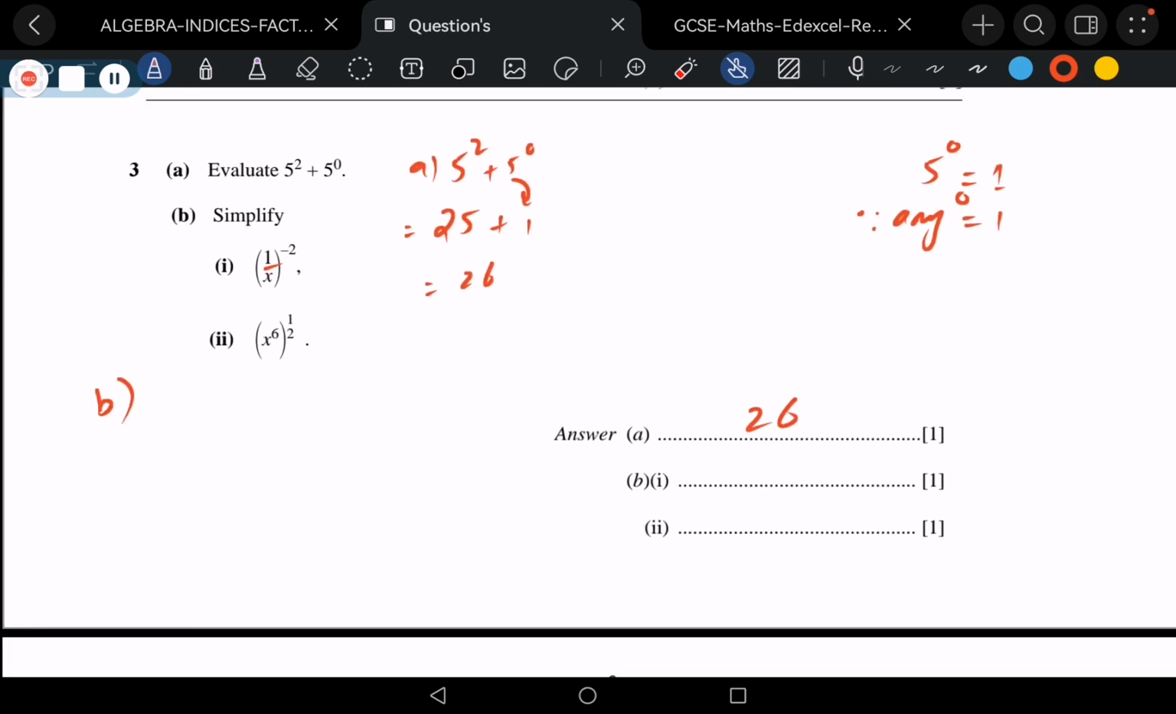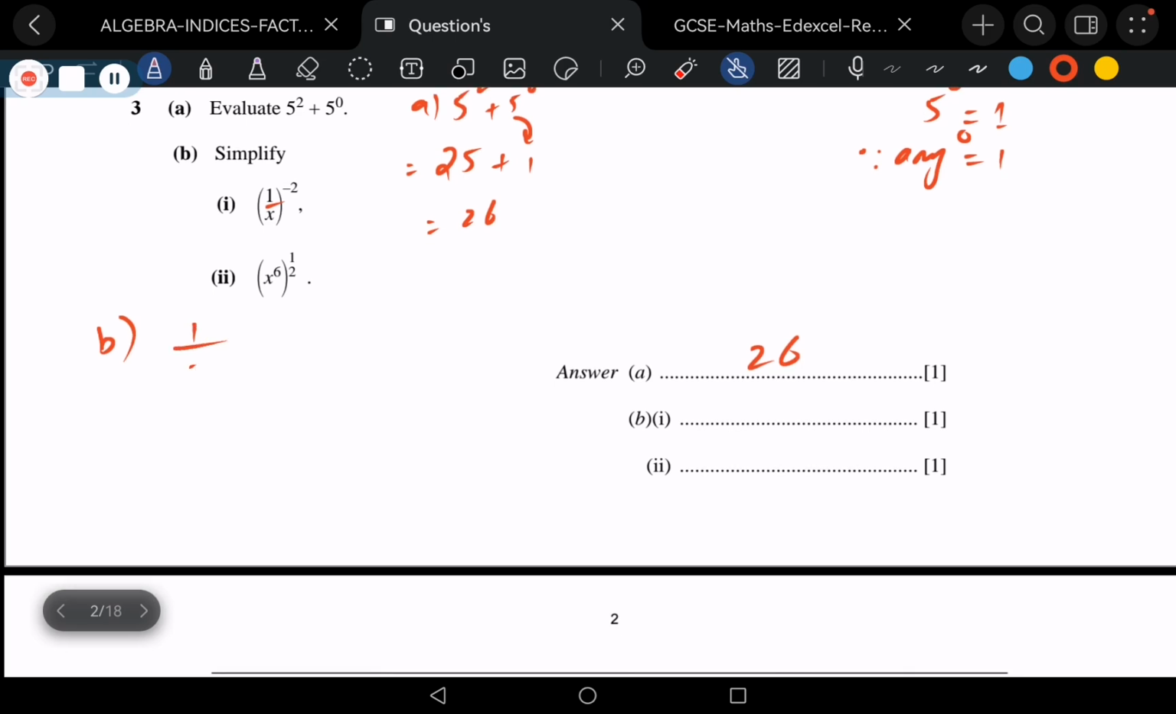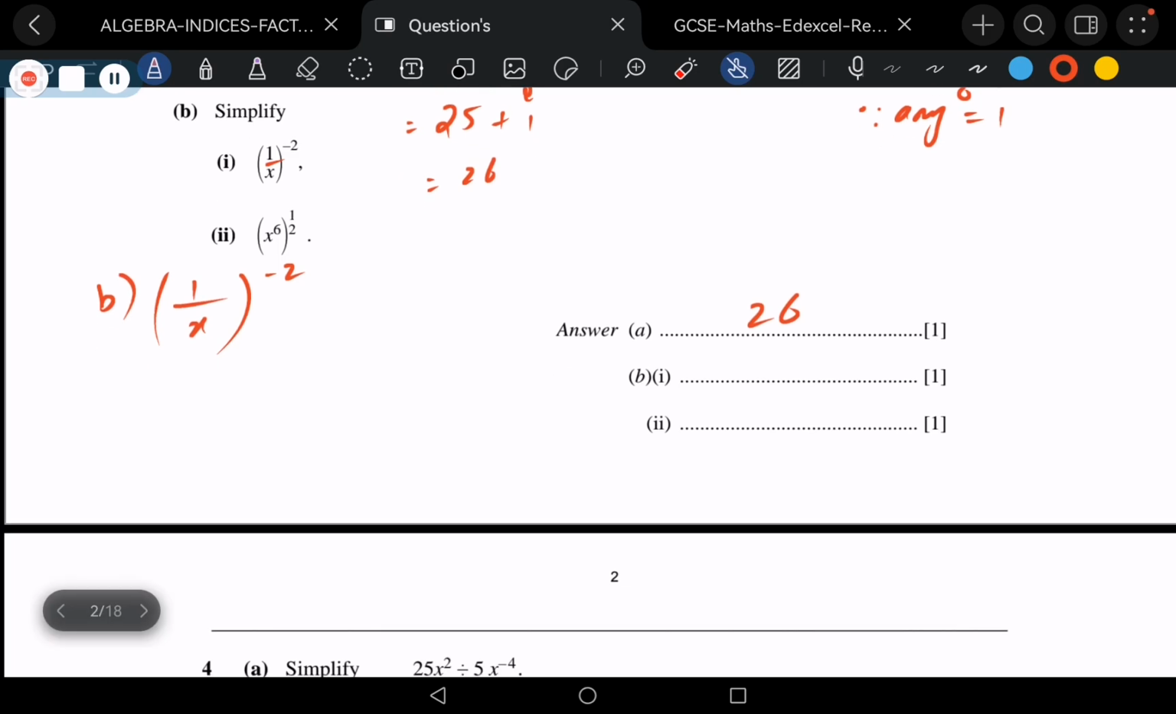This answer is 26. B first is 1 over x power negative 2. I cannot solve it until the power is positive. So I will take a reciprocal. x over 1 power 2. x over 1 means x. Any number divided by 1 stays the same. So it's going to be x squared. That's my answer.